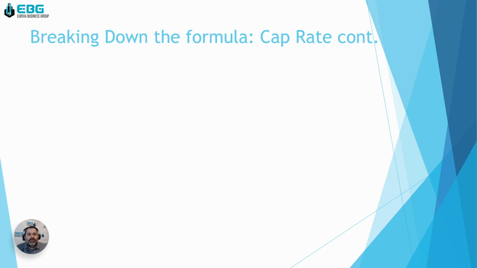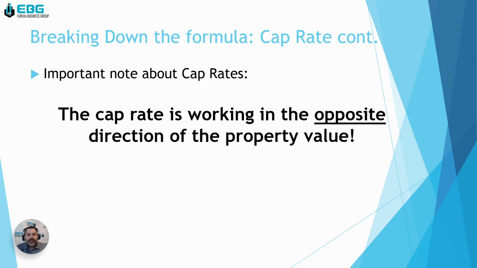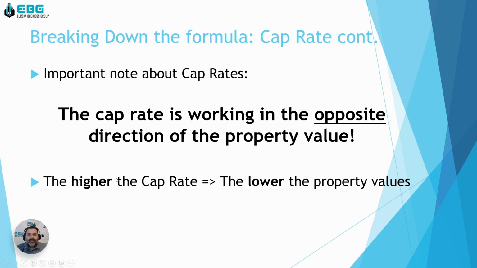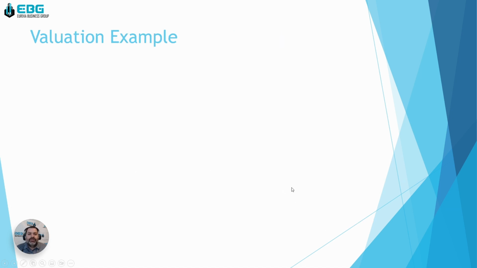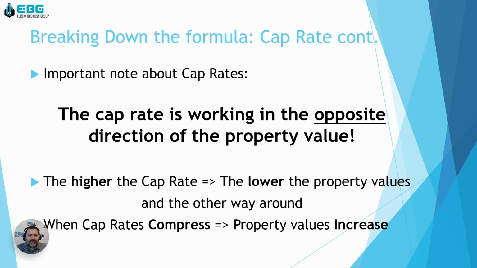Let's continue to talk about cap rate. So things that are critical to remember. Cap rate and value are working in opposite directions. What does that mean? You heard me say cap rate's compressing, you heard me say cap rate's expanding. So the higher the cap rate, the lower the value. Higher cap rate, lower value, and the other way around. When cap rates compress, they go down, the property value increases. We have to remember that they work in opposite directions.